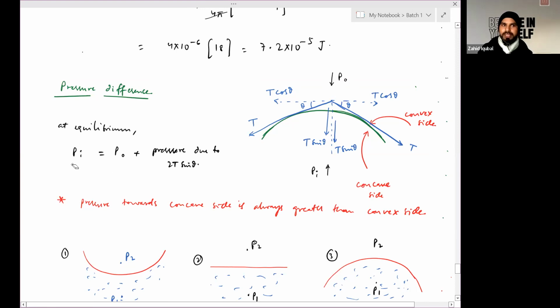So we can write Pi equals P naught plus the pressure due to surface tension, 2 times T sin theta. So from this we have concluded Pi is equal to this plus this. If you compare this part and this part only, Pi will be stronger as compared to P naught. And Pi is towards the concave side and P naught is towards the convex side. So from this we have concluded the pressure on the concave side is always greater than on the convex side.